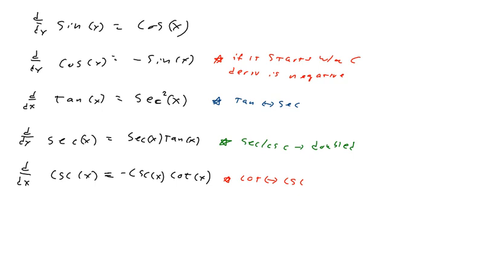So these are the derivatives of all six of the trigonometric functions that you will need to memorize. These little patterns, right? All of the c's are negative. Tangent and secant go together. Cosecant and cotangent go together.